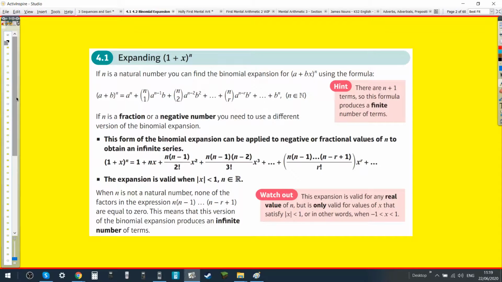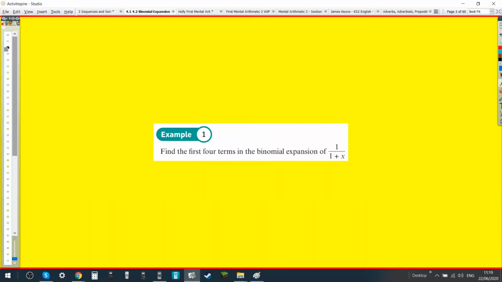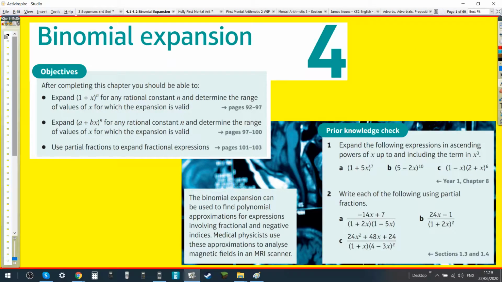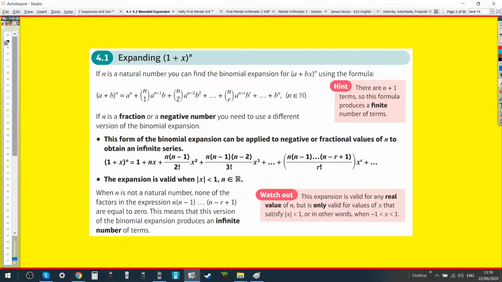Okay, binomial expansion. Do we recap this from year one? Maybe we better. Is it just the same as year one? You think you're okay with binomial expansion from year one? Yeah. Okay, good.